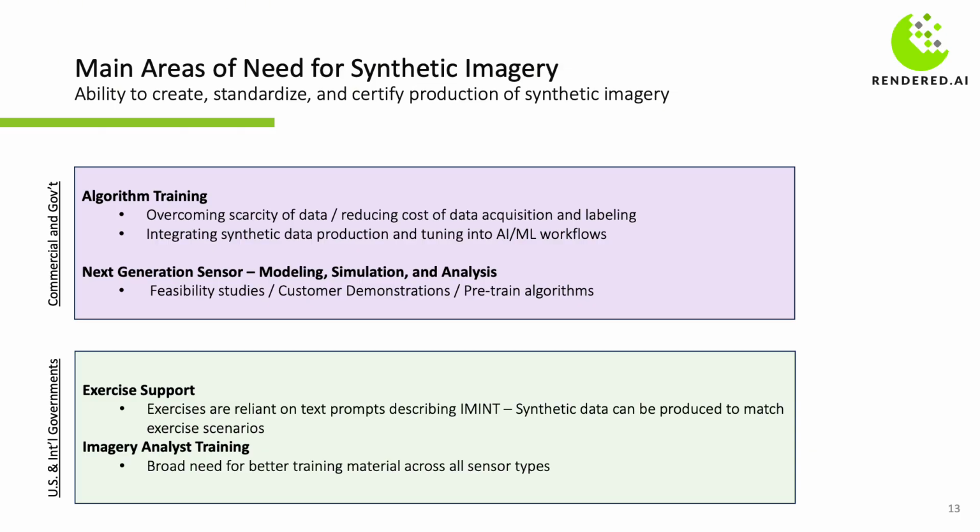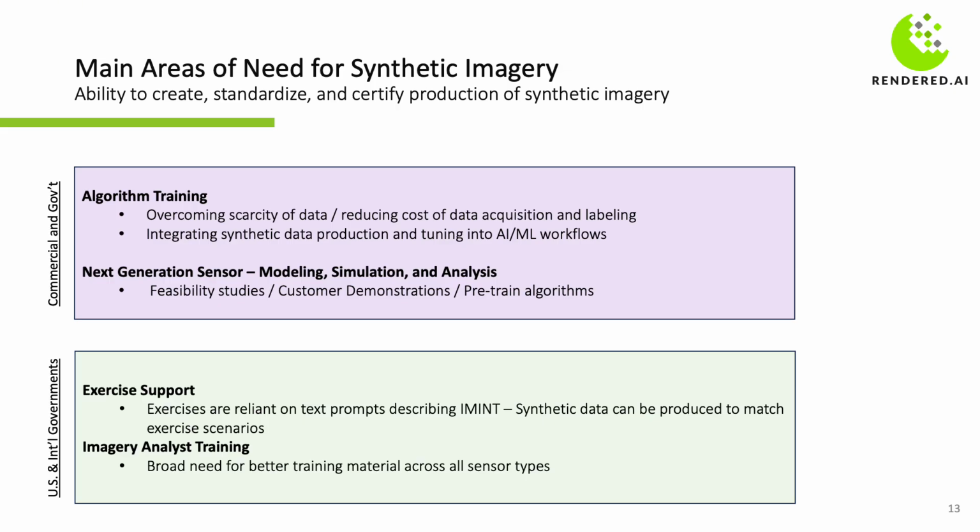So in addition to algorithm training, next generation sensor, we worked with Planet on their Tanager constellation. So we generated synthetic data that was going to be true to their multispectral or hyperspectral for the Tanager. And so they can pre-train an algorithm before the sensor was deployed. So as soon as the sensor started collecting data, they actually can have detection models running against it.